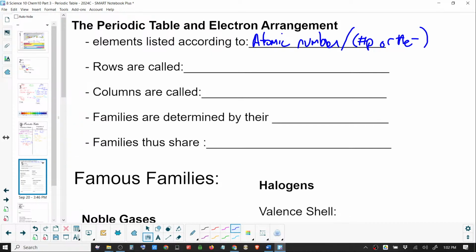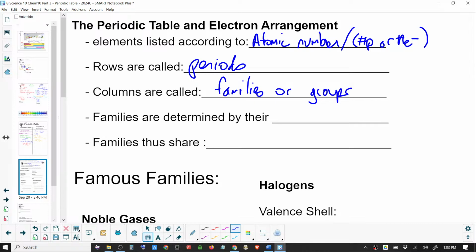What are rows called in the periodic table? You got the column. Columns are called families or groups. And who said periods? Oliver? Is that you? Rows are called periods. I think next day, I won't spend time on it now.